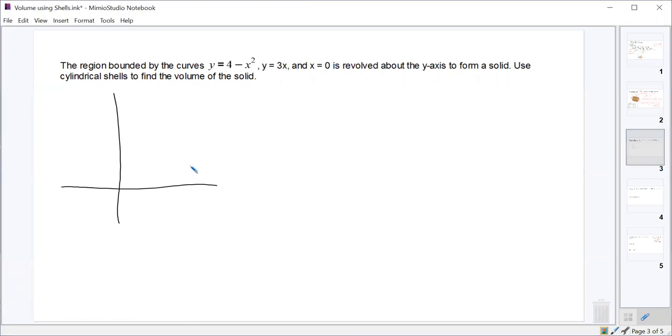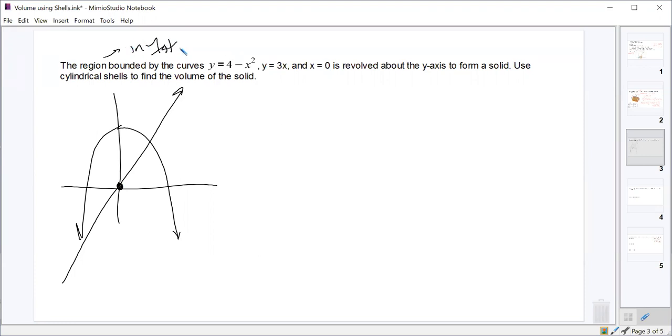So real quick, let me just sketch this. 4 minus x squared looks like that, right? That's not where that should be, we'll pretend that that went through the origin like it was supposed to. y equals 3x and x equals 0. And I'm going to say this is the region in the first quadrant because there are two different regions here. So the region in the first quadrant, and there's x equals 0, right? So we're talking about this region right here. Everybody good with that?